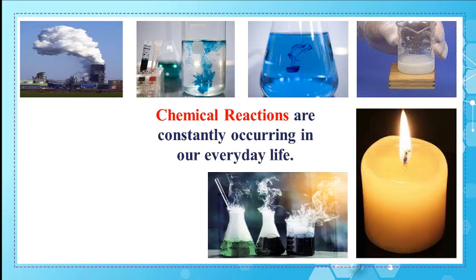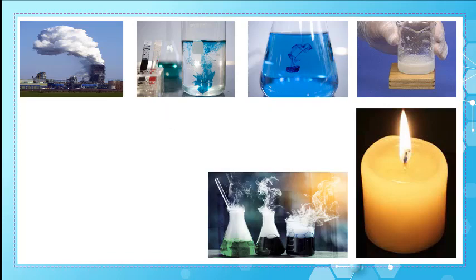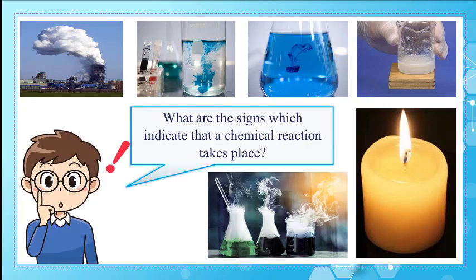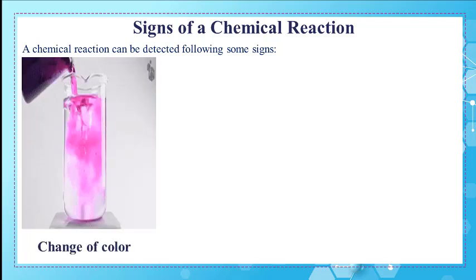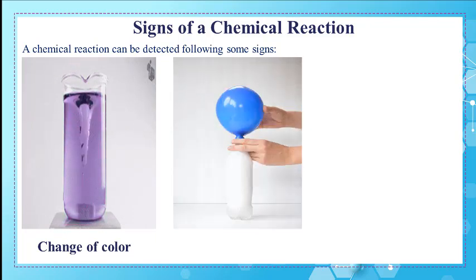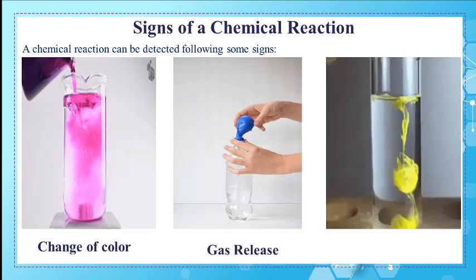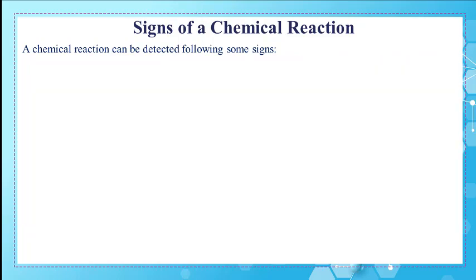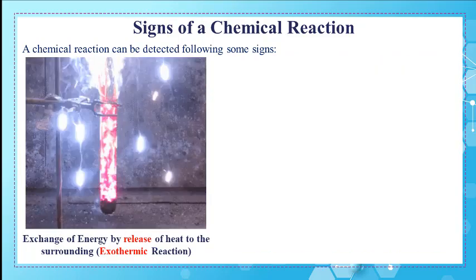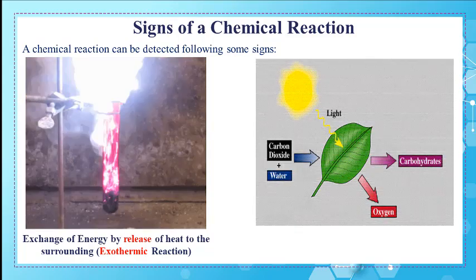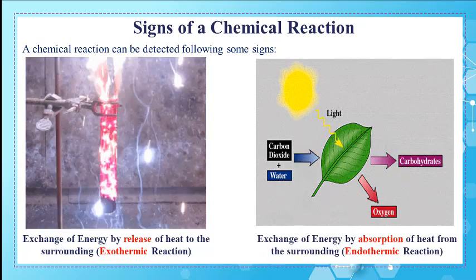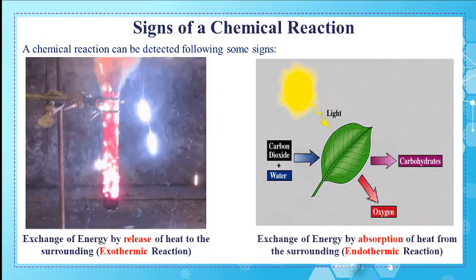Chemical reactions are constantly occurring in our everyday life. But what are the signs that indicate that a chemical reaction takes place? A chemical reaction can be detected following some signs. For example, change of color, gas release, formation of precipitate, exchange of energy by release of heat to the surrounding, exothermic reactions, or by absorption of heat from the surrounding, endothermic reactions.